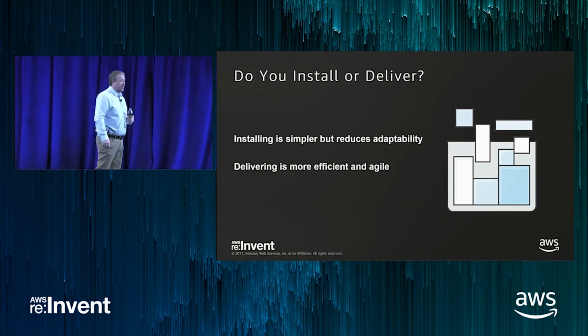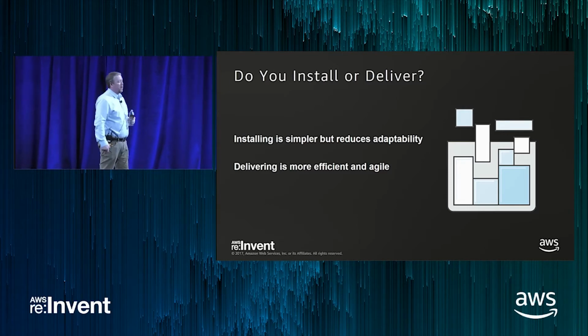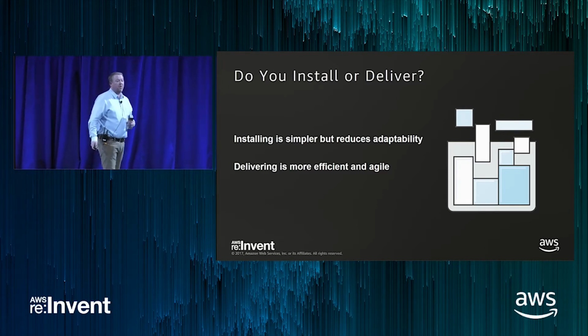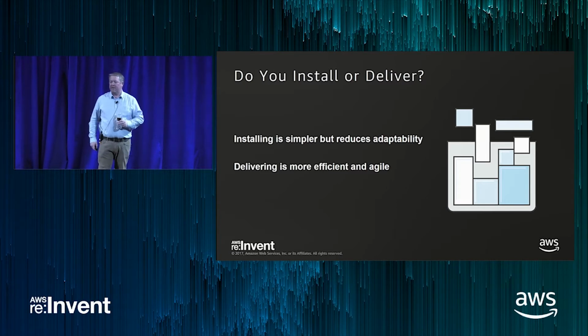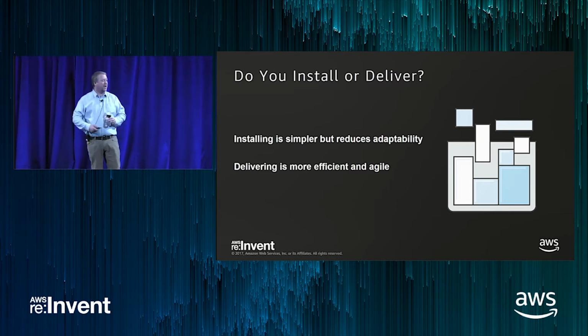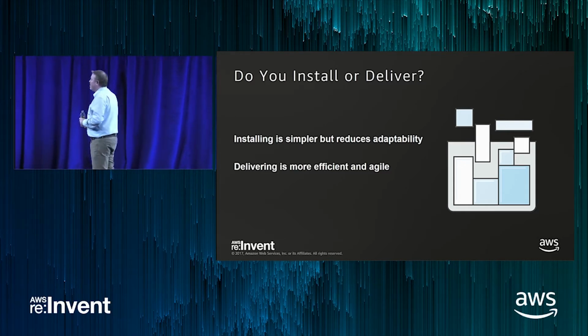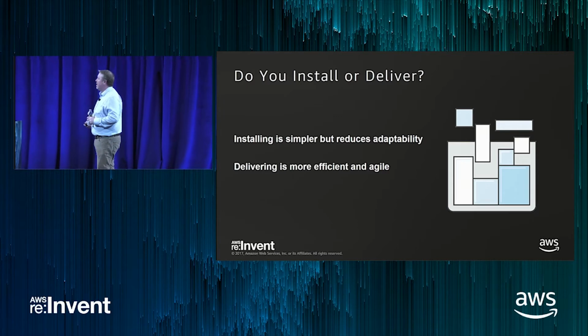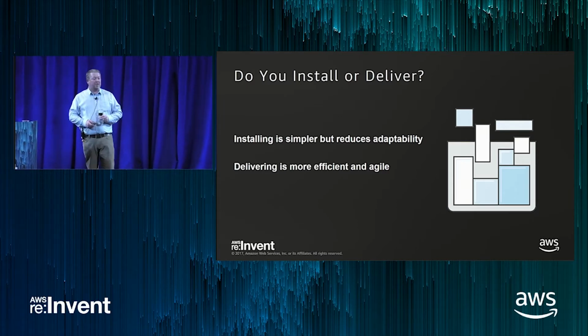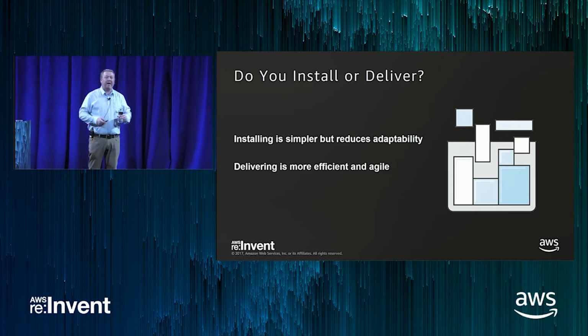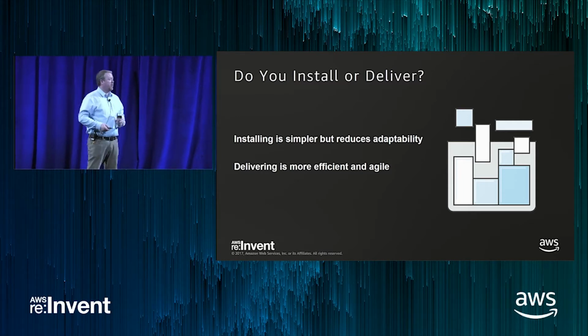So, as I mentioned, we're kind of back into this point of, well, now what do I do? Do I install or do I deliver? Install meaning I've baked everything in, or I deliver based on demand and based on the user. Delivery, as you see here, is more efficient and agile. Installing is simpler because I just bake it into the image, but it reduces your adaptability. It means I've got a lot more images.